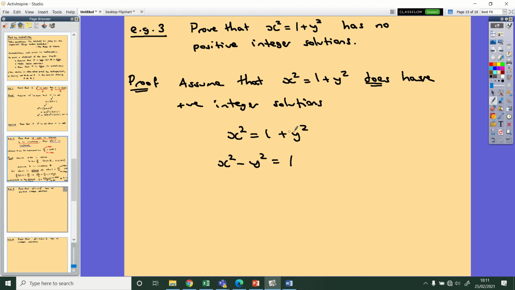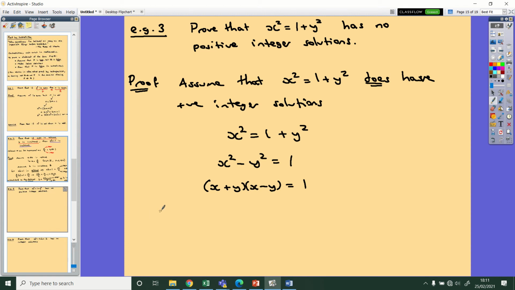Okay, I've spotted that I've got 2 squares here. If I subtract them, then I can do some factoring because that's the difference of 2 squares. So now I'm going to factorize this. Okay, so that's factored. But now, seeing as we're dealing with integers, I have only a few different options as to what these brackets could possibly be. And that's going to be this.